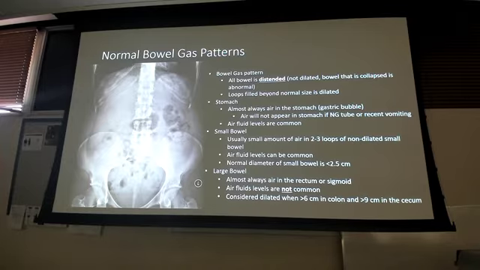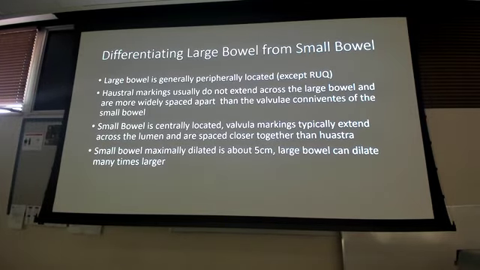So, how do we differentiate? Large bowel is typically peripherally located, right? Like we talked about in that picture. But it can be pushed and moved and go all over the place. So typically it's that. You can use the haustra. Now when we look at it more, we're going to look at it with contrast, a lot easier to see. The haustra versus the valvulae conniventes, right? The haustra are not going to be completely circle all the way around.